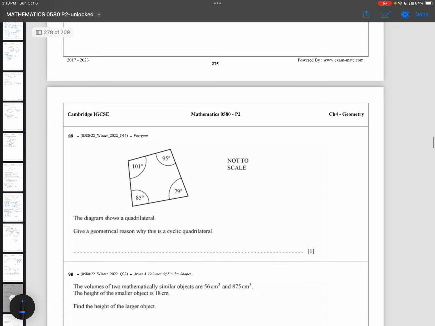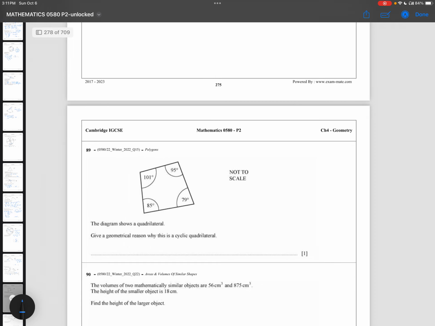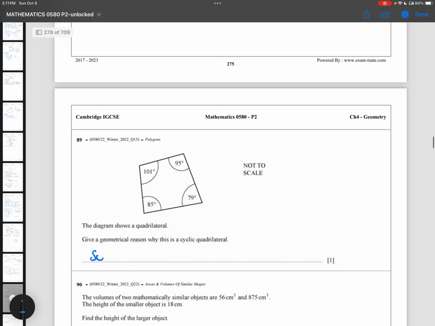Let's move to question number 89. It says the diagram shows a quadrilateral. Give a geometrical reason why this is a cyclic quadrilateral. This is a cyclic quadrilateral. Why? Because we can see that the sum of opposite angles is equal to 180. 101 plus 79 is 180, and 95 plus 85 is also 180. So the reason is the sum of opposite angles is equal to 180.